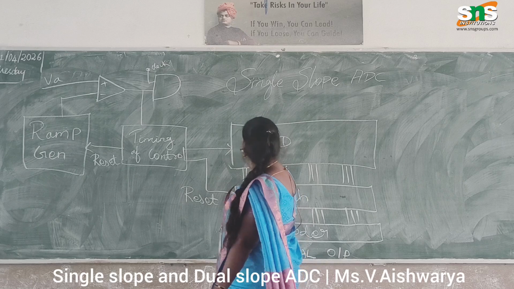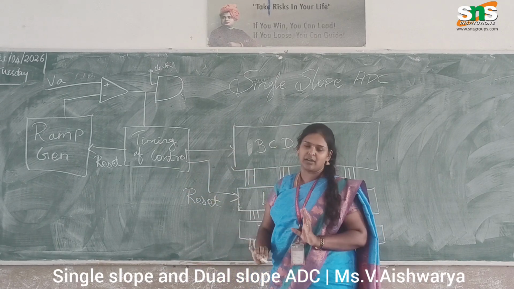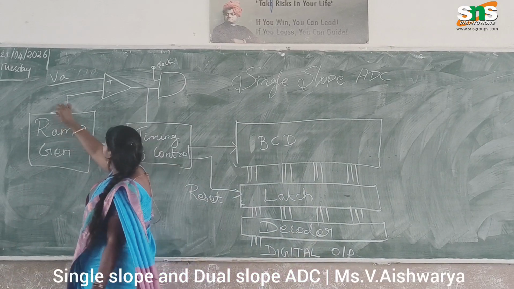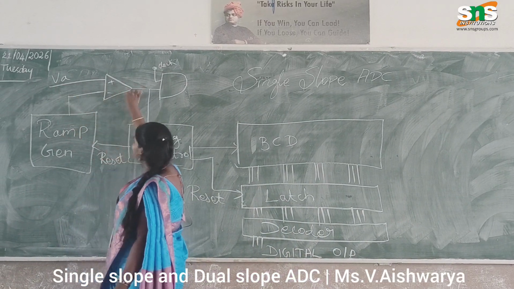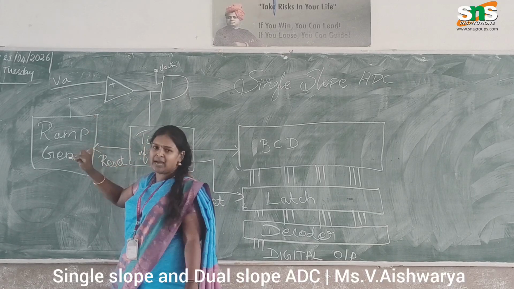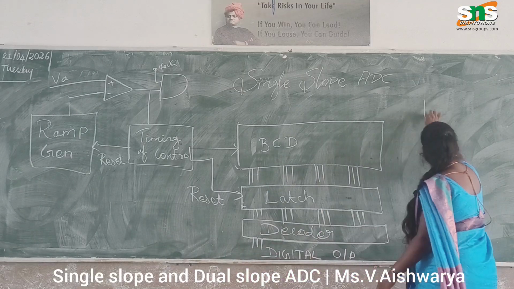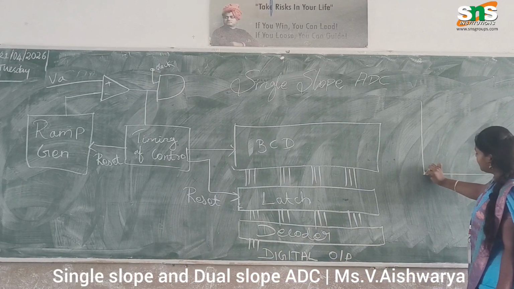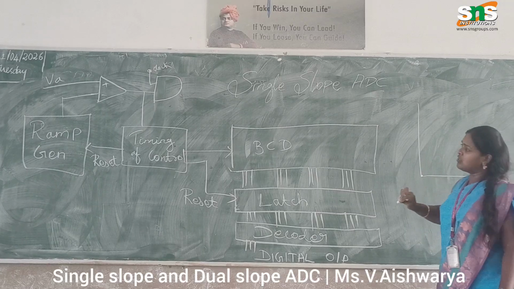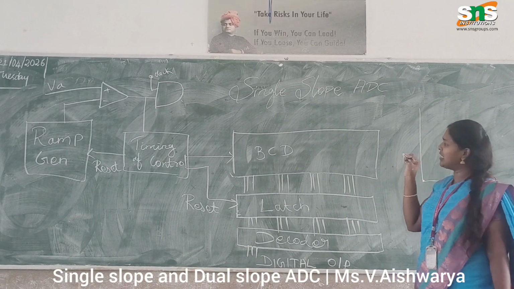In the single slope ADC we generate one single ramp signal. We will discuss how it generates. In this condition we apply the input signal to this comparator. In the initial stage there is no signal in this ramp generator. So in this condition the comparator will give a high value to this AND gate.